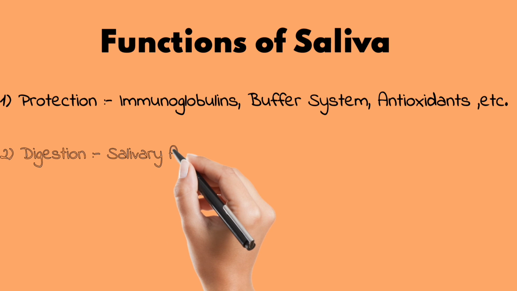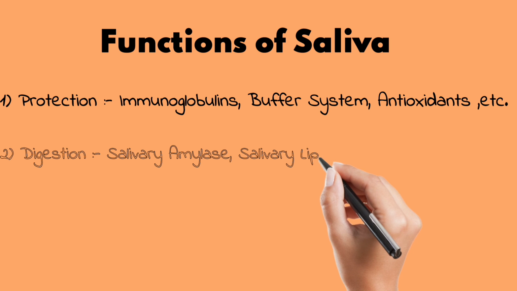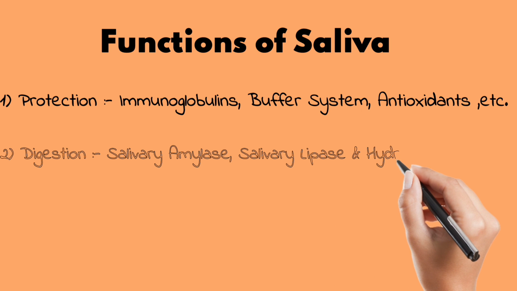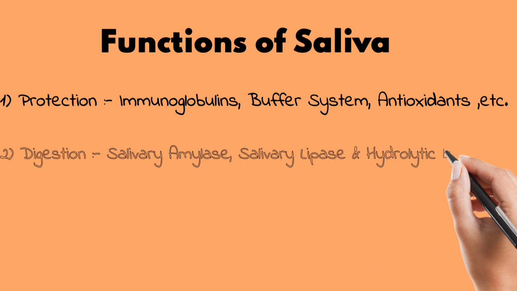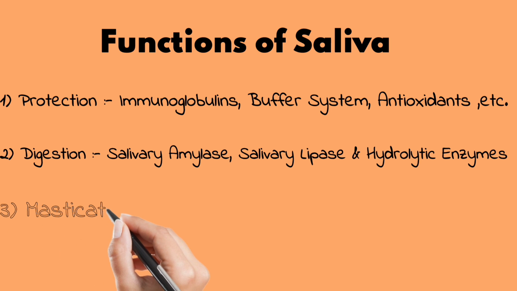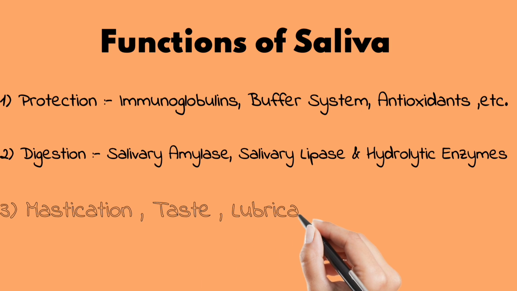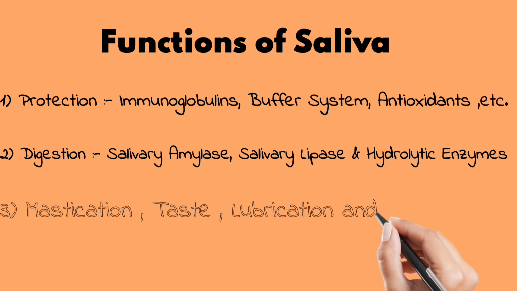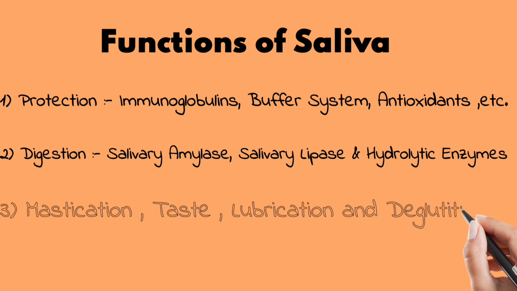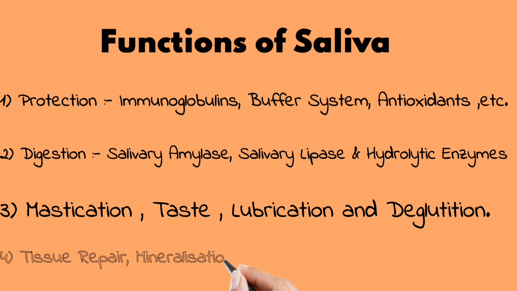First, the major function of the saliva is protection. It protects the mouth by the buffer system, which is contributed by the bicarbonate ion, the antibacterial agents like lysozyme, lactoferrins, and histatins, the antioxidants like uric acid and ascorbic acid, and the immunoglobulins like IgA. In digestion, the salivary amylase digests the starch, the lingual lipase digests the lipids, while the hydrolytic enzymes also help in digestion.